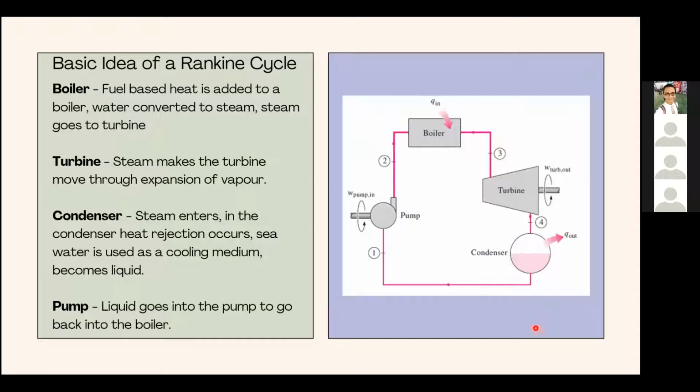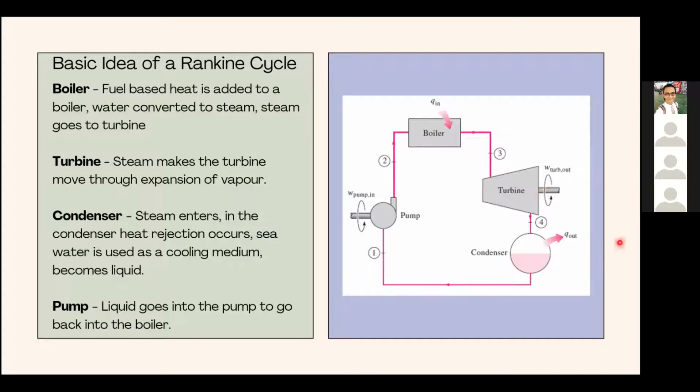So for this one, the basic idea is actually quite simple, I would say. Liquid goes into a pump and then into a boiler. The boiler will heat the liquid, let's say it's water, until it turns into steam. Then the steam goes into a turbine, and the steam will expand and make the turbine spin at a high rate.